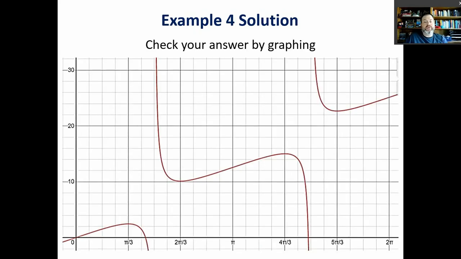All right, so that's 4b. And you can see from the graph that that makes sense, right? We have 4 spots where there are horizontal tangents: pi over 3, 2 pi over 3, 4 pi over 3, 5 pi over 3. And we have vertical asymptotes at pi over 2 and 3 pi over 2, which are not critical values because they're not in the domain. But the horizontal tangents are critical values.